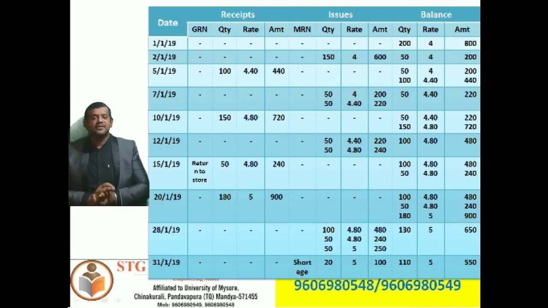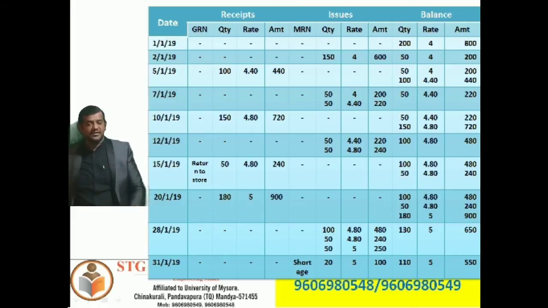So on 20/1/2019, there is a receipt of 180 units. So GRN number nil, that is dash, quantity 180 units, rate 5 rupees. So amount is 900 rupees. Under issue column, MRN nil, quantity nil, rate nil, and amount also nil. So the balance will be 100 units of rupees 4.80, 480, 50 units of 4.80, 240, 180 units of rupees 5, 900.